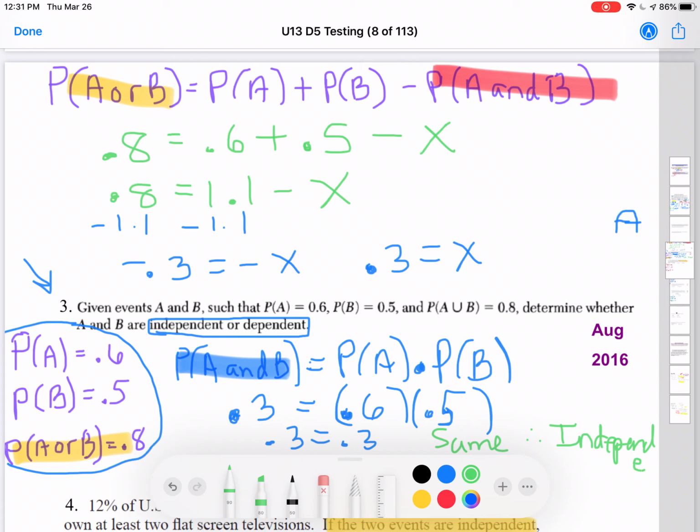I ran out of room. Okay? It's as simple as that. Now, if you had done the conditional formula, you would get the same answer as well. Not the 0.3s maybe, but you would get decimals that were the same.